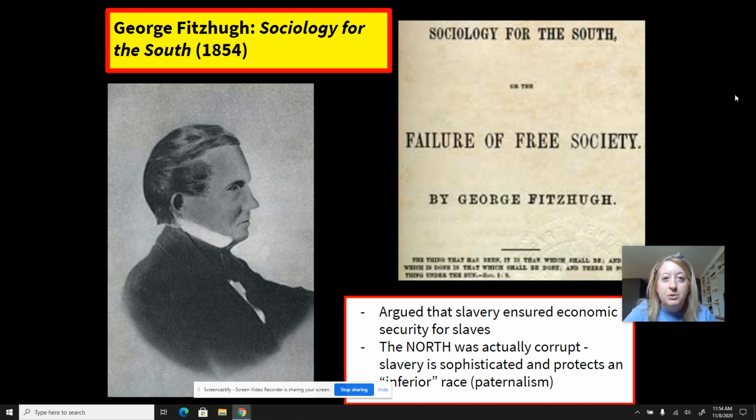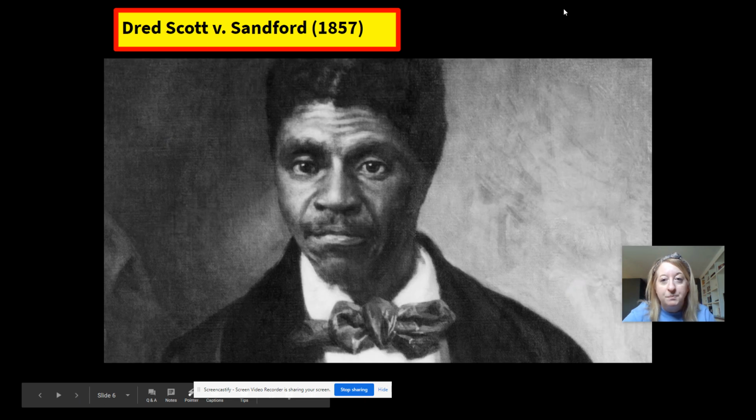And whenever you see an argument like this, like the institution of slavery protecting slaves, that is often referred to as paternalism, kind of this institution looking out for the best interests of slaves. So this was a widely popular piece that was published during this time as well.